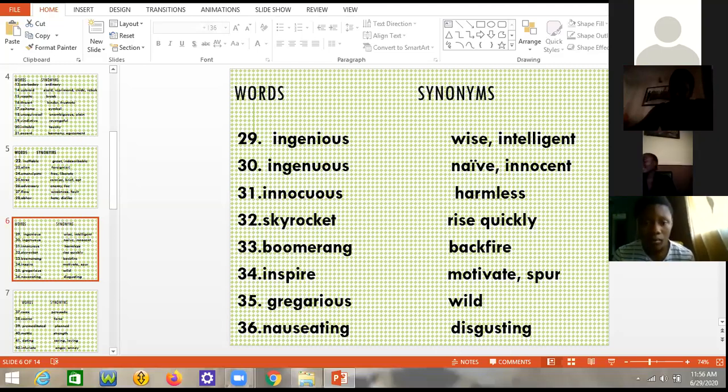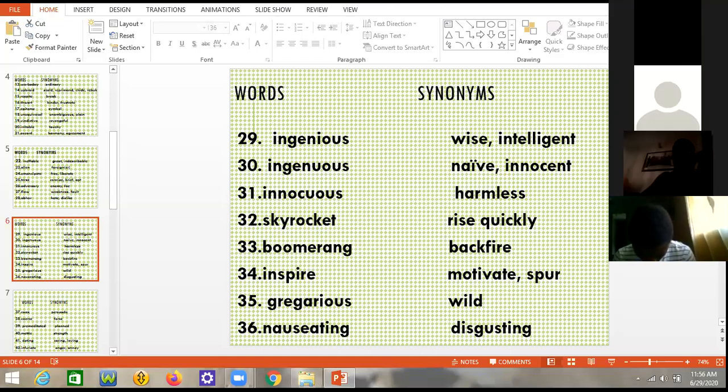Ingenious. Very good. So now that word is what? Ingenious. Wise can replace ingenious or intelligent.